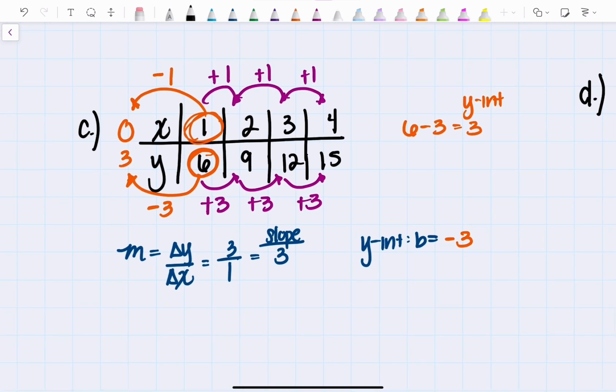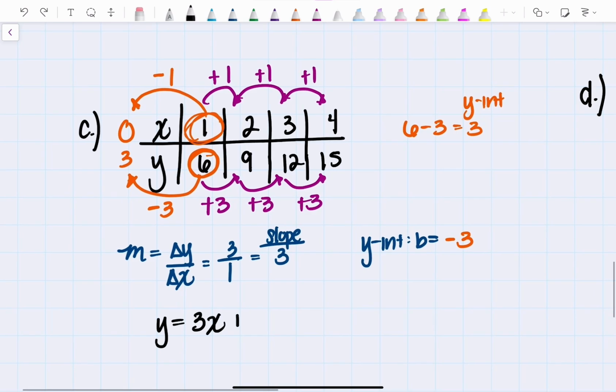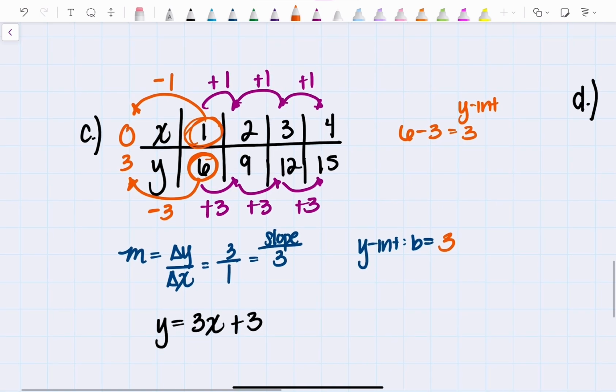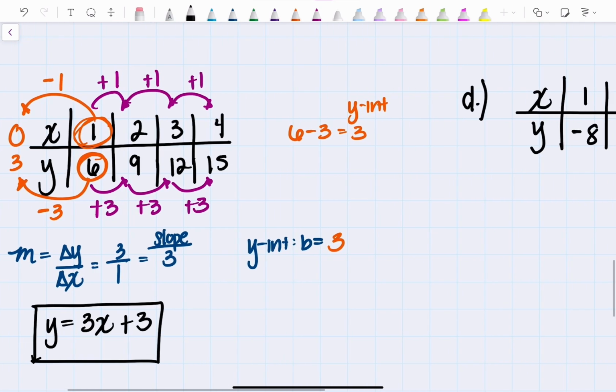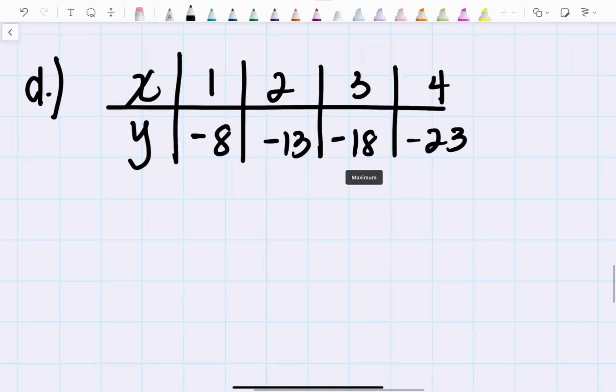If I write our equation, it would be y equals 3x, because that's the slope, minus a 3. I lie, not minus 3, plus a 3. Let's go ahead and change that here. This should be a positive 3. All right, that is our equation. That is our equation. All right, taking a look at the next one here, guys. Next one and last one here.